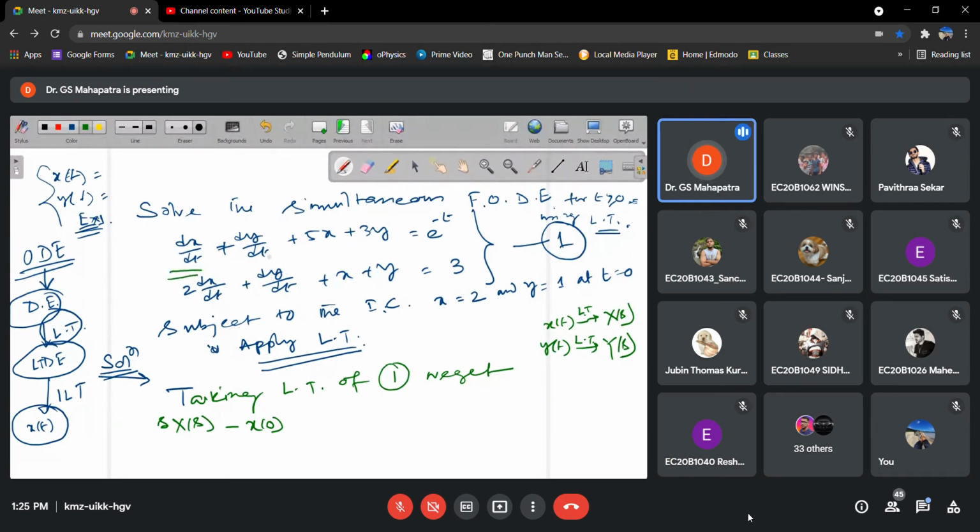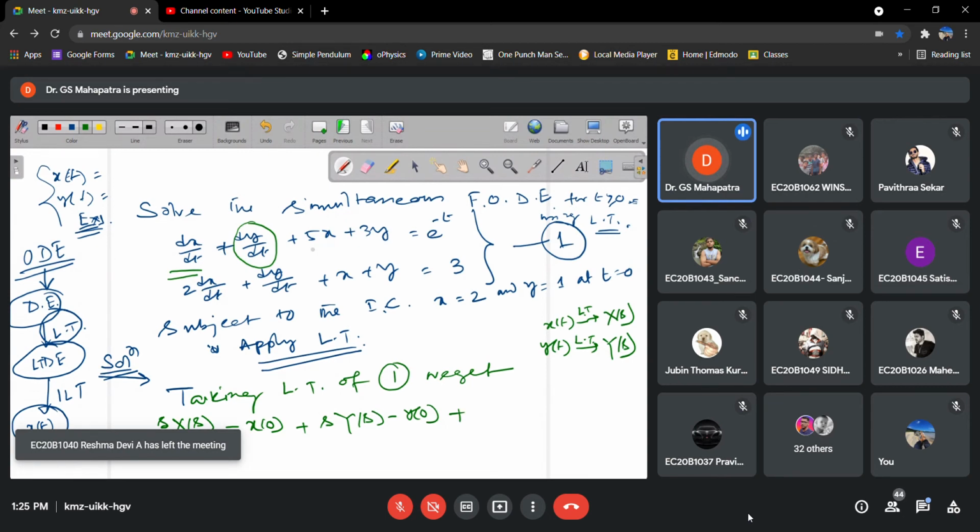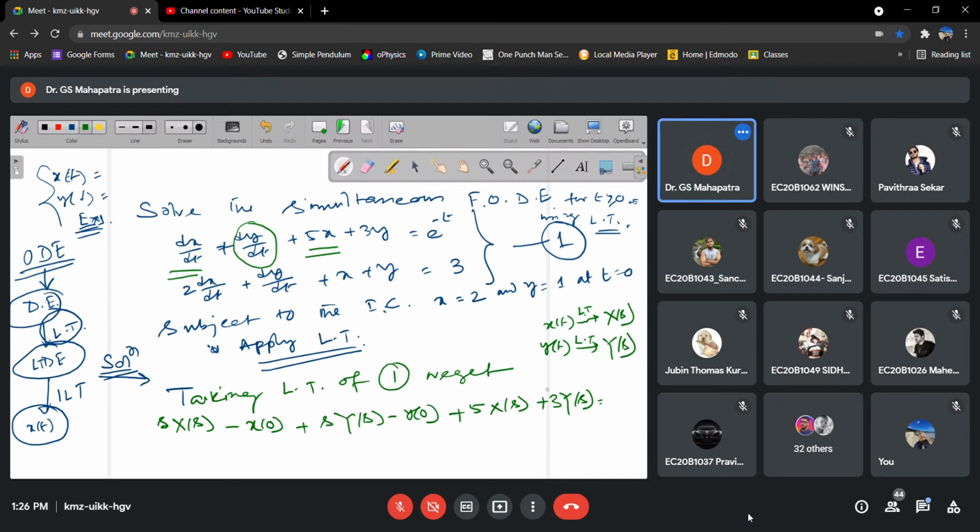Now what is the Laplace transform of this part? This part is plus s Y of s minus y of 0. Now the third term, plus 5x, gives 5 X of s, plus 3 Y of s, the Laplace transform, equals e to the power minus t. What is the Laplace transform of e to the power minus t? It is 1 by s plus a, where a is 1, so 1 by s plus 1. Correct.